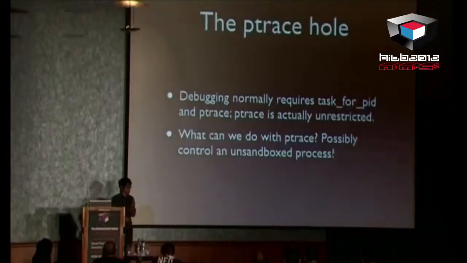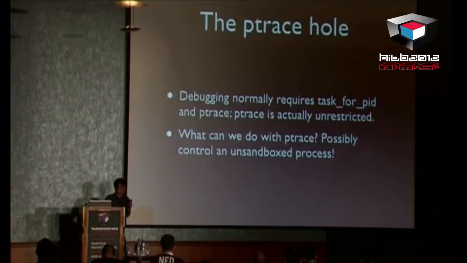So ptrace on OS X is not very powerful, and actually on iOS it's kind of buggy. It doesn't really work properly. But since Apple doesn't pay much attention to it, since it's not very necessary, it's also quite unrestricted. So we have ptrace. What can we do with ptrace? Well, what we can do with ptrace is possibly use it to control an unsandboxed process. We're root, so we could possibly use ptrace to attach to another process that's not restricted by a sandbox and get it to do something for us.